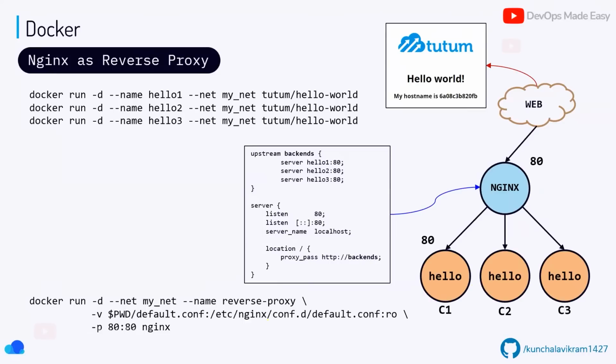What I'm trying to do is create 3 containers, C1, C2, and C3. I want to load balance the traffic from outside. So I'm putting a reverse proxy here that is also acting like a load balancer. Whenever it gets a request on port 80, because Nginx runs on port 80, it will try to send the traffic to the backend containers.